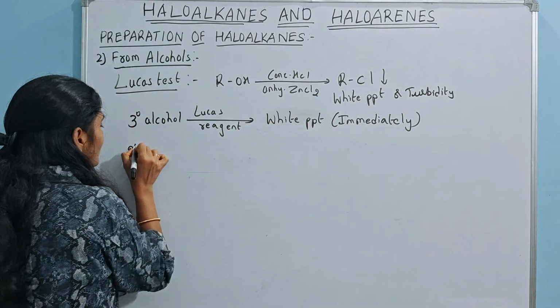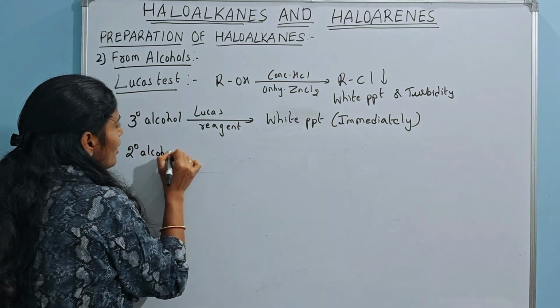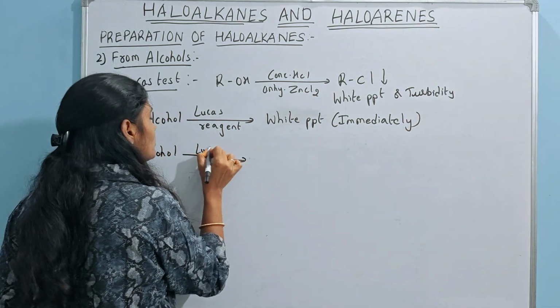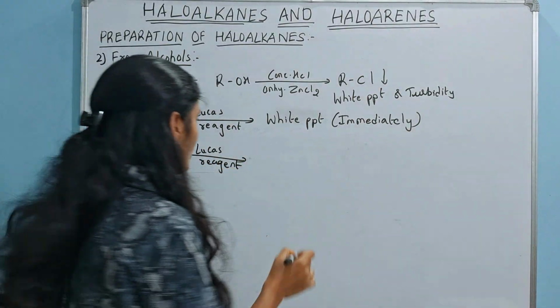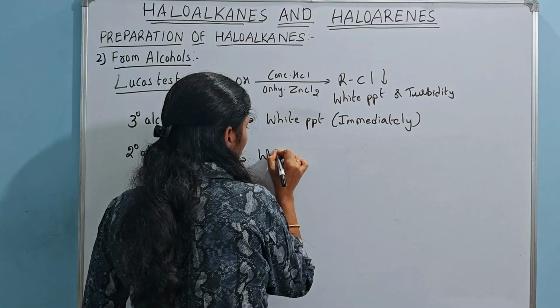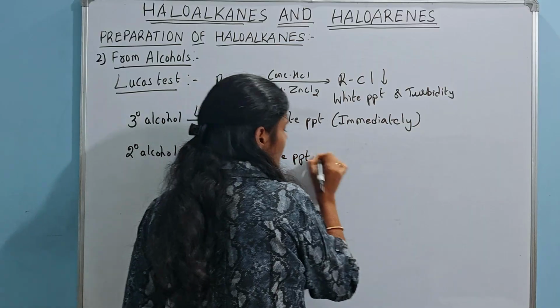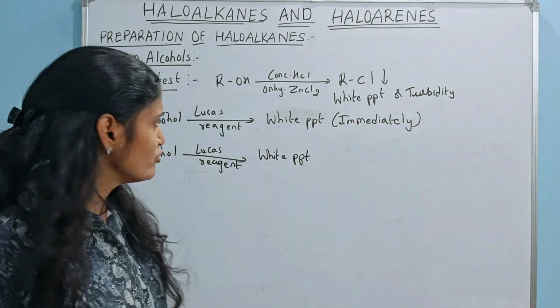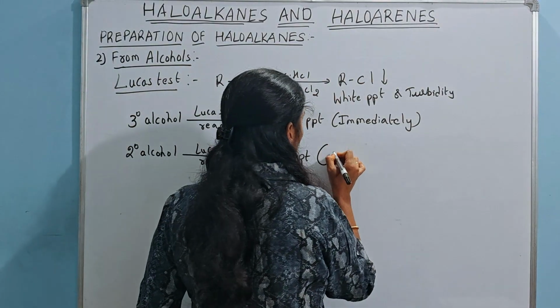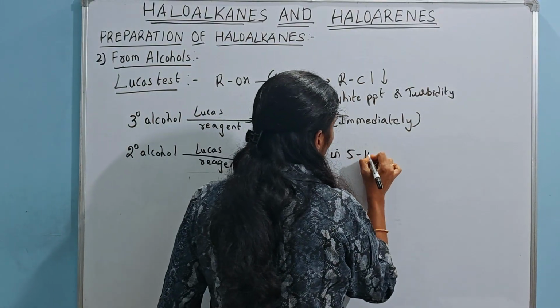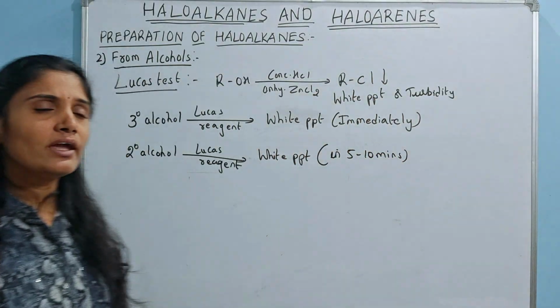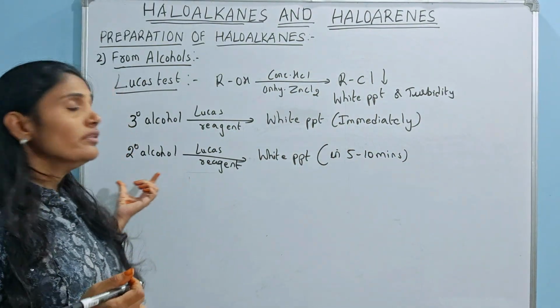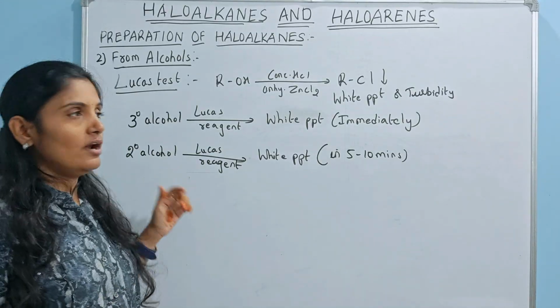Now when we take a secondary alcohol and make it react with Lucas reagent, here also, because secondary carbocation is not as stable as tertiary carbocation, but it is pretty much stable, it will give a white PPT in 5 to 10 minutes. So if the formation of white PPT is taking around 5 to 10 minutes, which type of alcohol is it? Secondary alcohol.